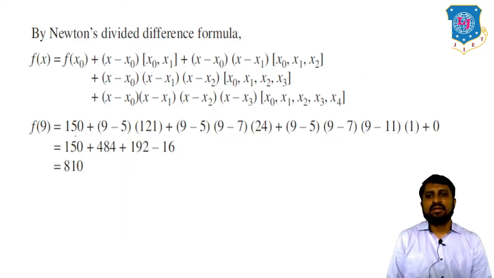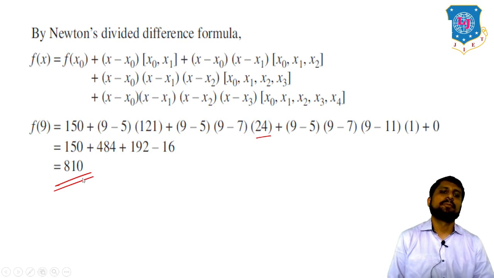Okay, as I told you, 150 plus 9 minus 5 into 121 plus 9 minus 5, 9 minus 7 into 24 plus 9 minus 5, 9 minus 7, 9 minus 11 into 1. And finally, you can easily calculate. That is the final answer. You will get 810.